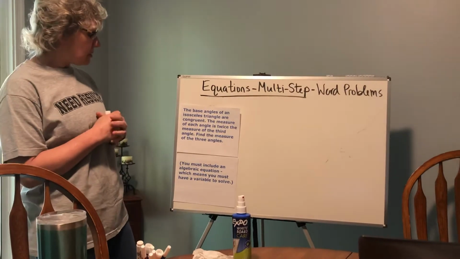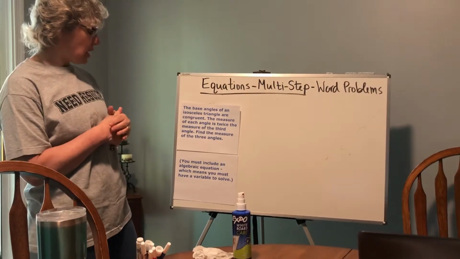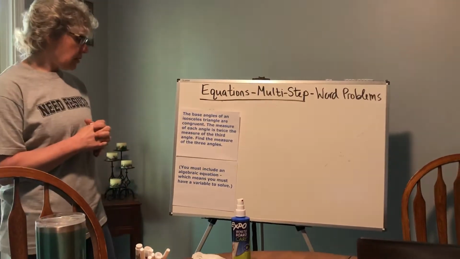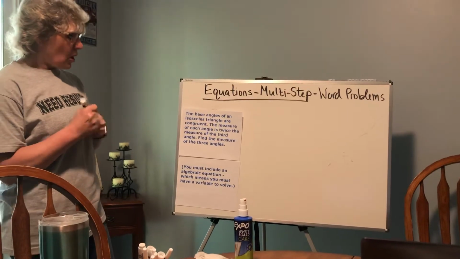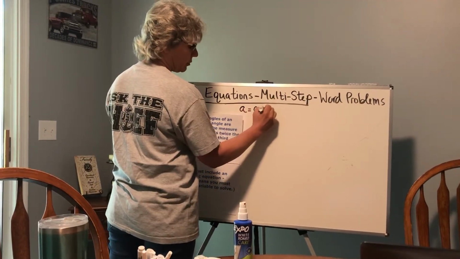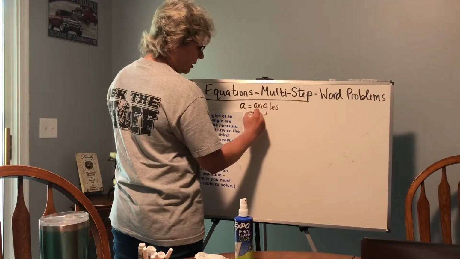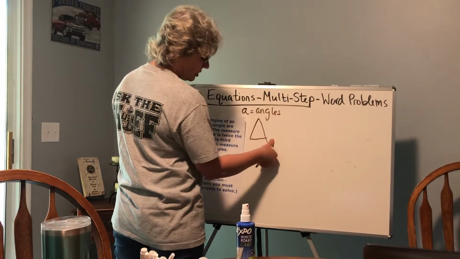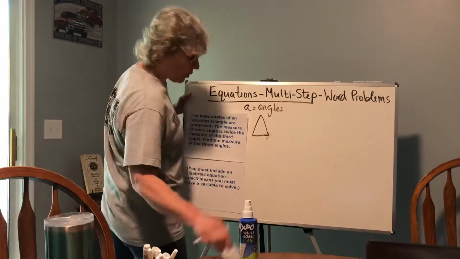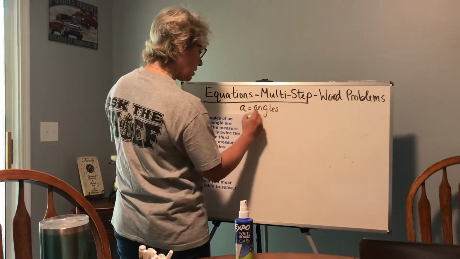The base angles of an isosceles triangle are congruent. The measure of each angle is twice the measure of the third angle. Find the measure of the three angles. Well, I'm going to use A for angles because that's what I'm going to be looking for. And because we've got so much vocabulary, I'm going to try and include a couple other things, like a triangle.